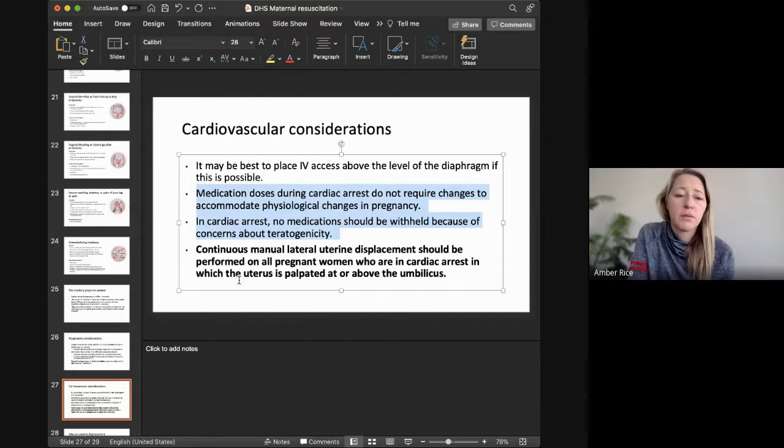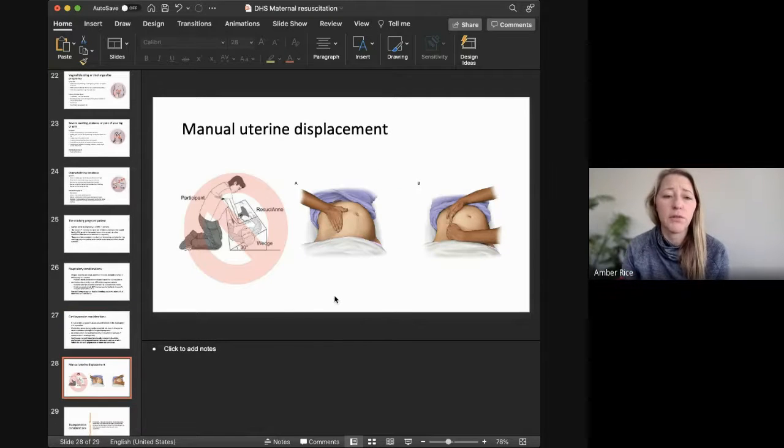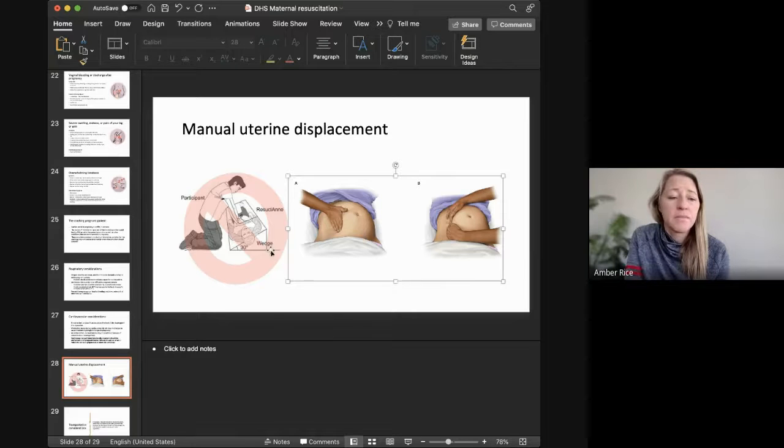And then in here, we bring up this issue of manual lateral uterine displacement, which should be performed if they're pregnant enough that the uterus is palpable. And then I just have a picture here of, we can't do good CPR. The explanation here is we can't do good CPR on a wedge, right? So we've gone away from that idea so we can provide good CPR while someone displaces the uterus.